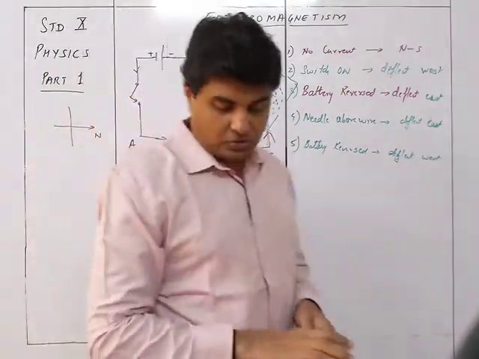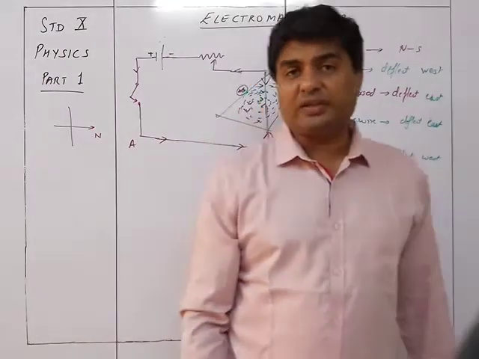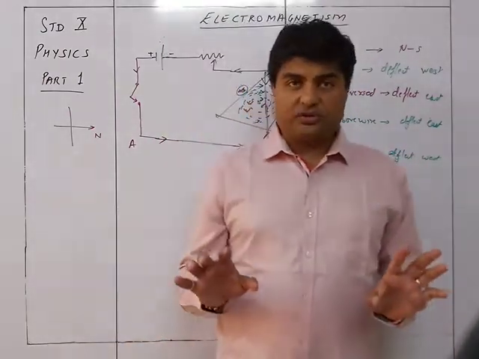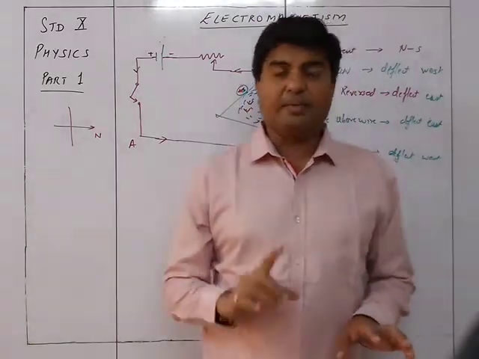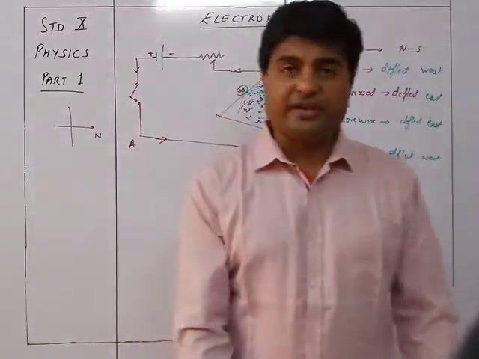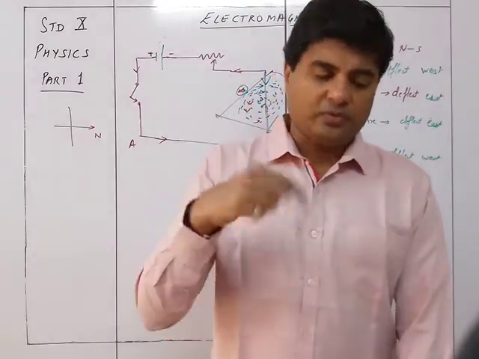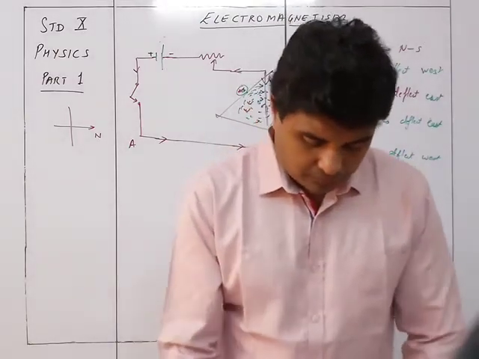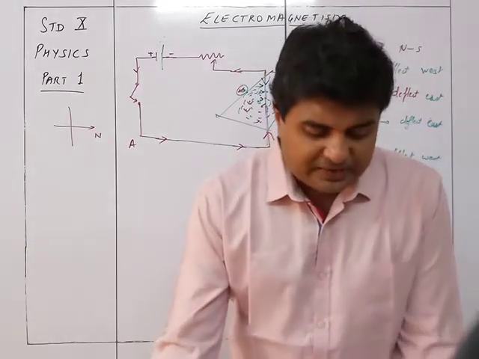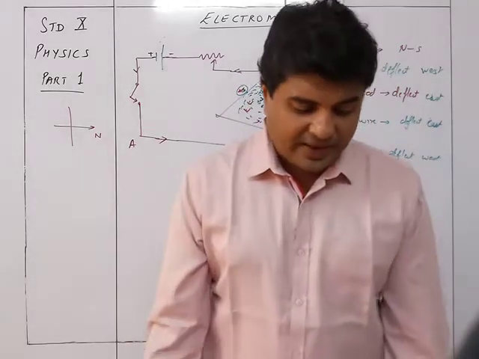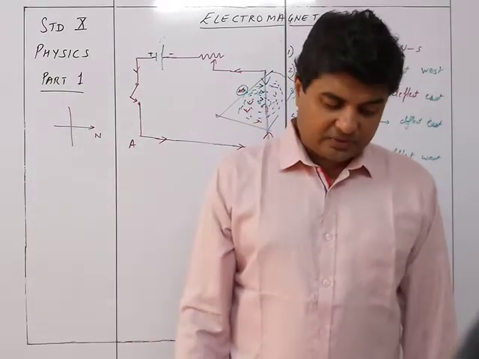Okay. So if you reverse the direction of the current, the concentric circles are not going to change. The magnetic field pattern will remain the same, but the direction of the magnetic field is going to change. That means it is going to go in the opposite direction. Instead of going clockwise, it will now go anti-clockwise. The north pole of the compass needle now points in the direction opposite to the previous direction, showing that the direction of the magnetic field has reversed.